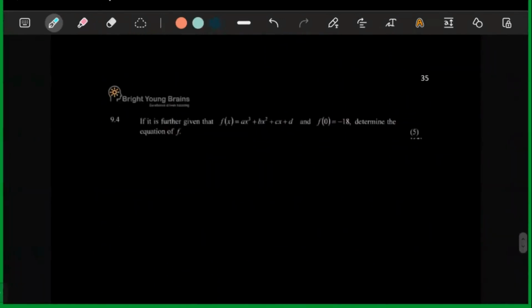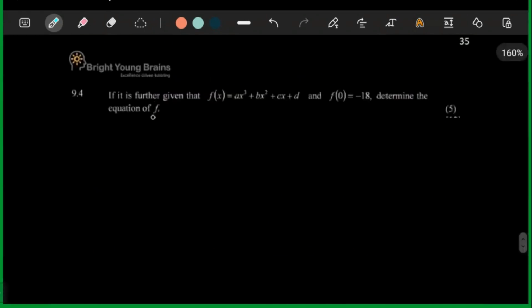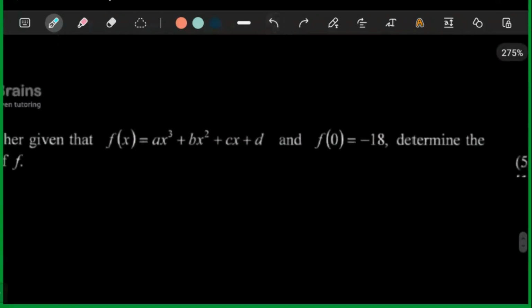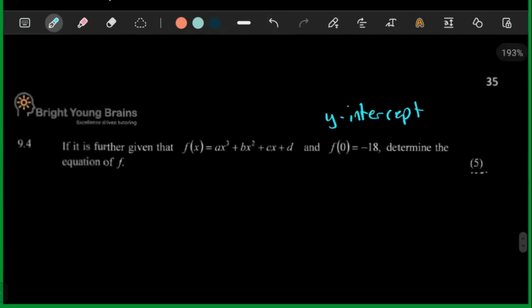Let's move on to 9.4 here. It's a 5-mark question. It is further given that this is the equation of f of x, and there's a point it passes through. This is clearly the y-intercept. The reason we know it's a y-intercept is because x is 0. See? Y-intercept because x is 0.